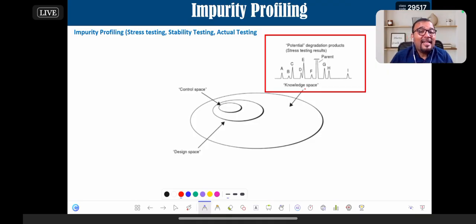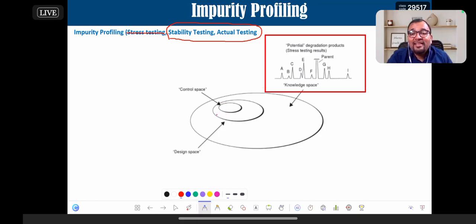Now, what is the design space going to be now? Because stress testing has been recognized as the knowledge space. Is it stability testing or actual testing? That has to be decided. Design space.